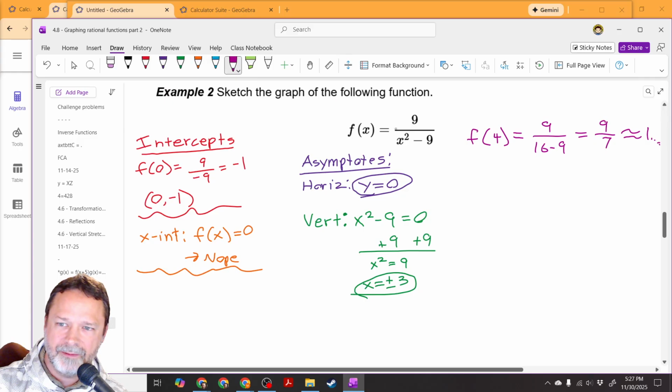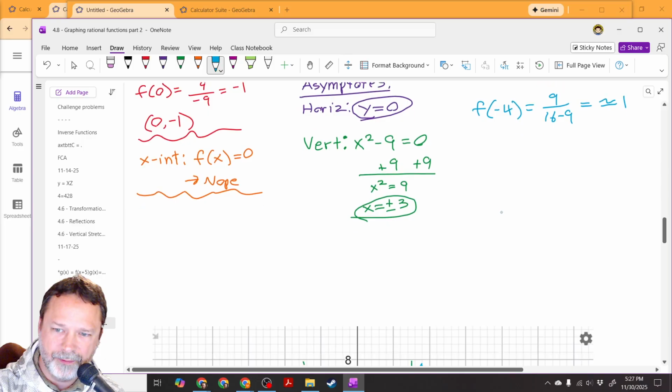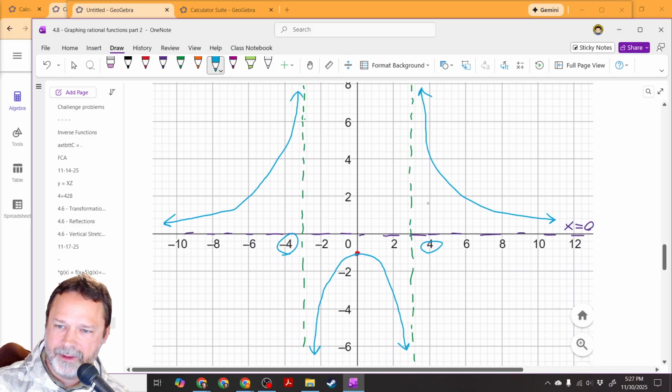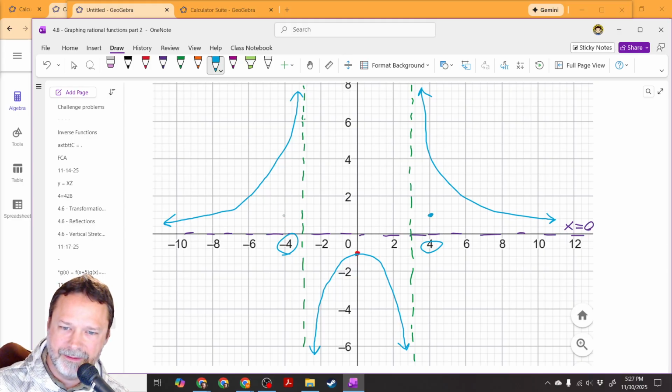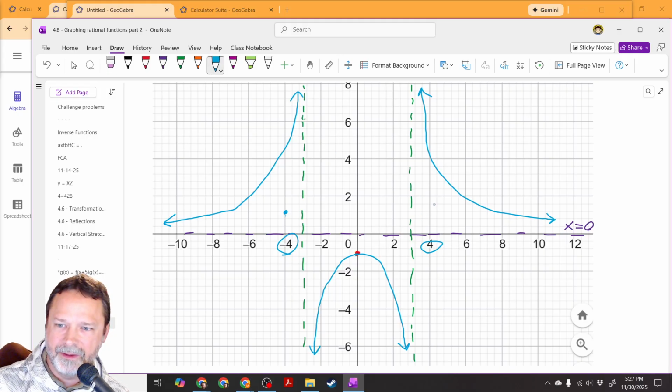Let's see here. And then we have f of -4, which is going to be the exact same thing. F of -4 is 9 over 16 minus 9, which is a little bit more than 1. So f of 4 should be a little bit more than 1. Should be right about here, actually. F of -4 should be a little bit more than 1. Should be, actually, up here would be a little bit more appropriate. And so I would say I did all right. For a quick sketch, it's fine.